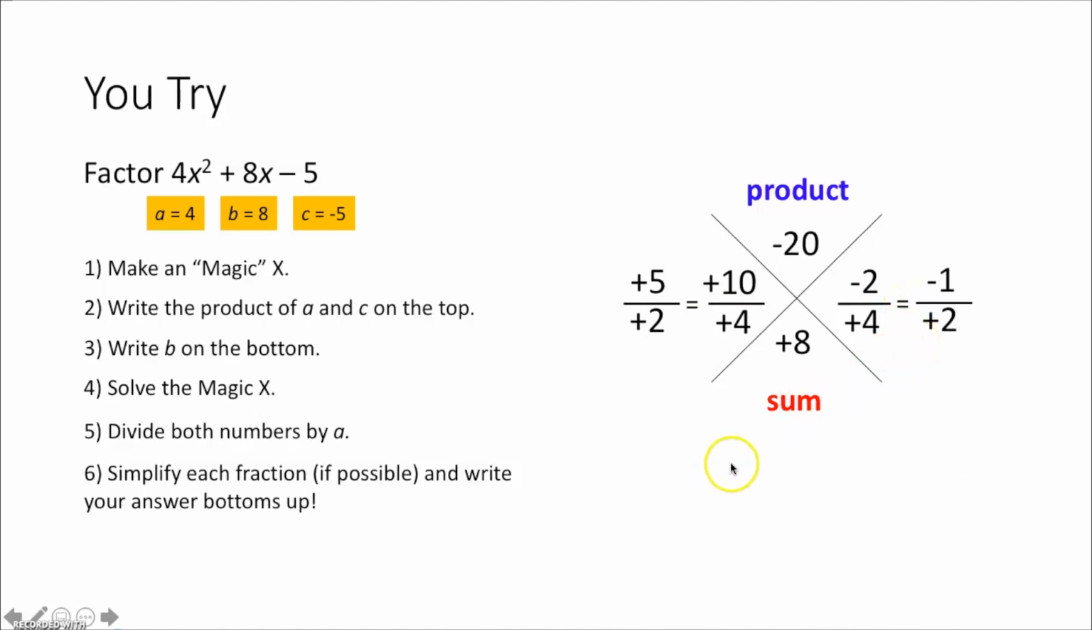Now we're going to create two sets of parentheses. In the first, we go bottoms up. We go 2x plus 5. And then the second set of parentheses, we go bottoms up. We go 2x minus 1. And that's how you do that.